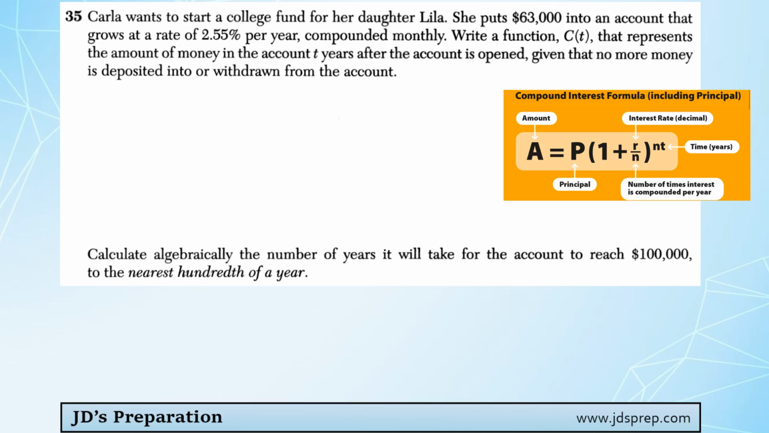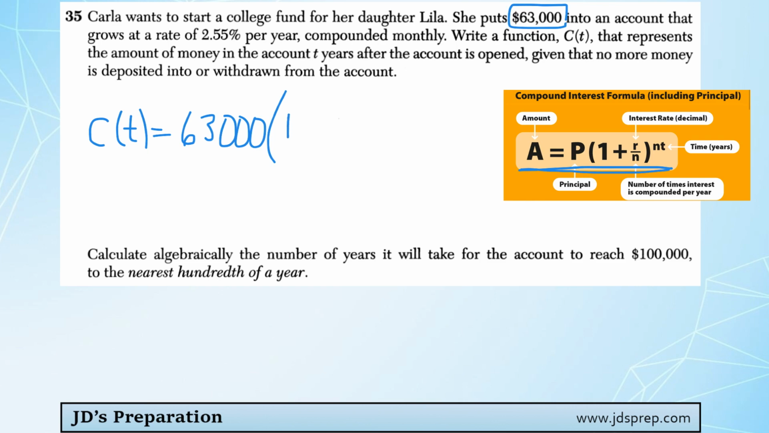The first part of this question is fairly straightforward. We're writing the function c of t using the compound interest formula that you should be familiar with. Just a quick refresher, I did a little image here of how that works. So P, representing the principal amount, would be $63,000. That's the amount she's initially putting in there.